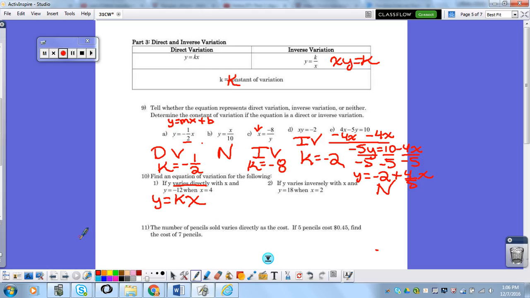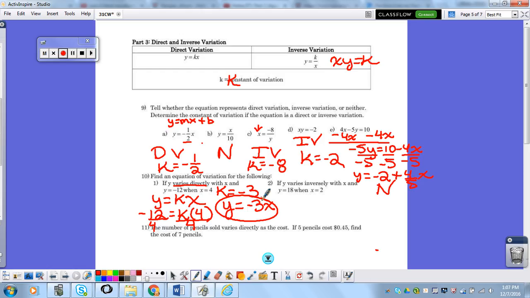So you're going to take those numbers, you're going to plug them in, and you solve for k. So, since it is multiplication, the opposite is division. So k is equal to negative 3. So you find k. Now we're going to use k to write down the equation. And that is it. This is the equation of variation.